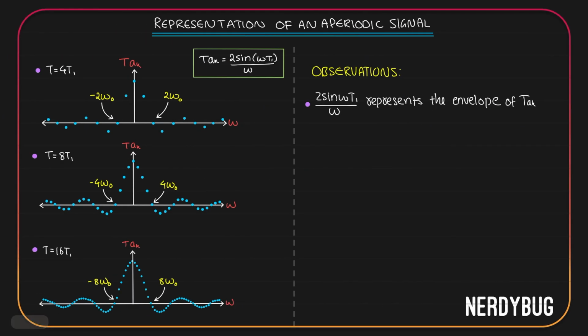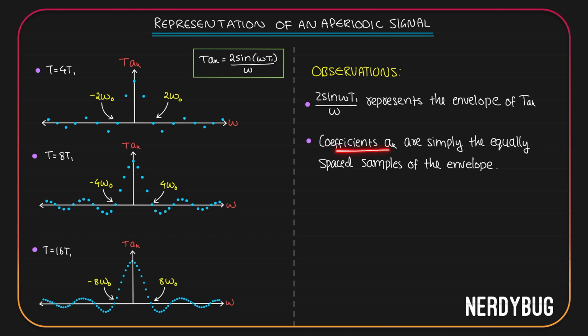Let us make some observations based on the graphs we got. The first one says 2 sine omega t1 by omega represents the envelope of TAK. That is, if you consider omega as a continuous variable and try to plot 2 sine omega t1 by omega, you will get this, which is the envelope of TAK. But TAK looks like this because omega is only allowed to take values that are integer multiples of omega naught.